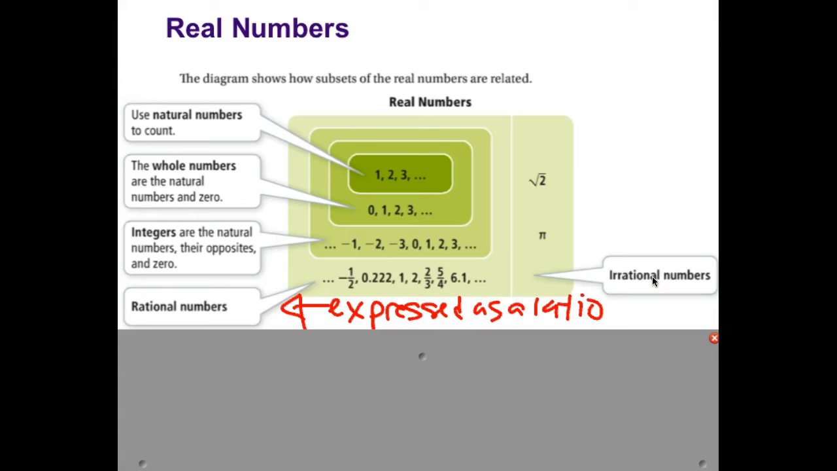And then lastly, we have irrational numbers. Those are numbers that cannot be written as a ratio. So a common example is pi, 3.1415, etc. The square root of 2 is a very well-known irrational number. e, which we'll talk about at some point this year, is an irrational number. And really, there's a large list of them we'll get into as the year goes on.